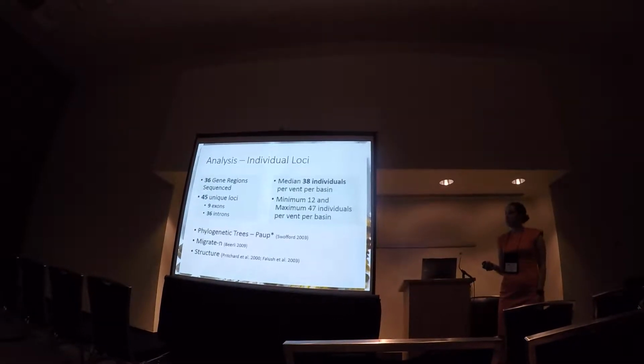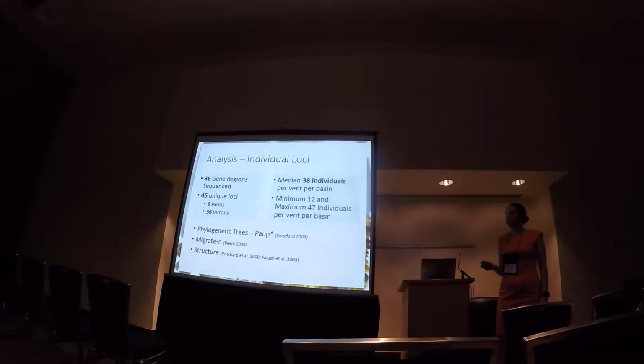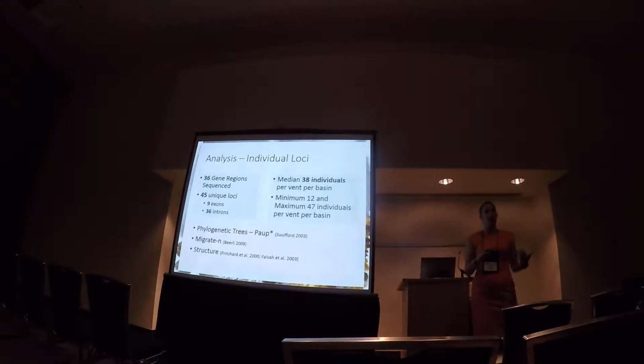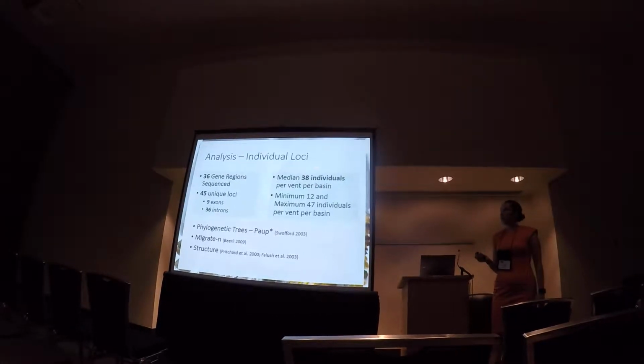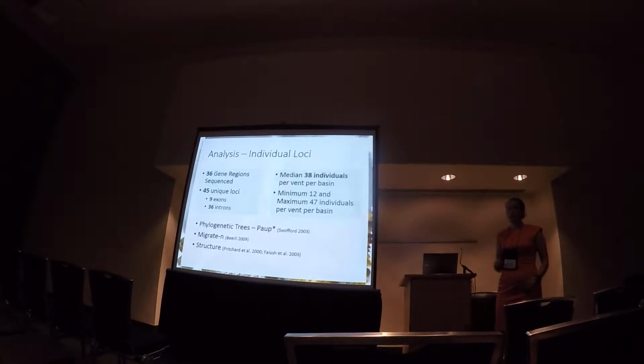We got 36 gene regions, and there were 45 loci within that, so sometimes we got an exon and an intron from each of these gene regions. And we had about 38 individuals per vent per basin. They ranged from lower to higher.